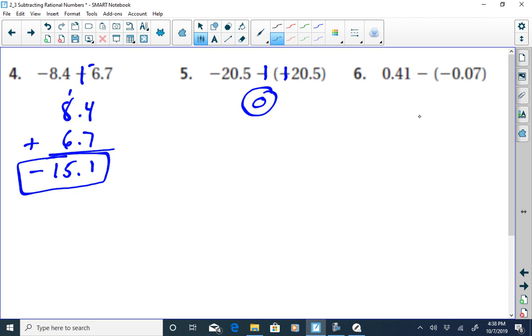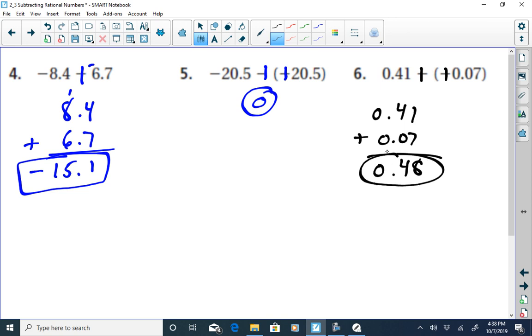This last one here, negative 41/100 minus negative 7/100. Add the opposite using the additive inverse. Now I have the addition problem of 41/100 plus 7/100. So I'm going to set that up. 41/100 plus 7/100. We add 1 and 7 is 8, 4 and 0 is 4, decimal point, and we have 48/100 would be the sum. All right.